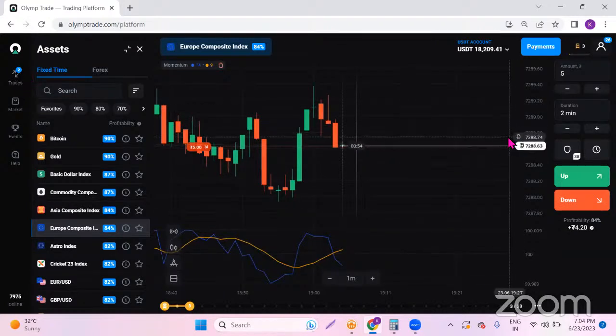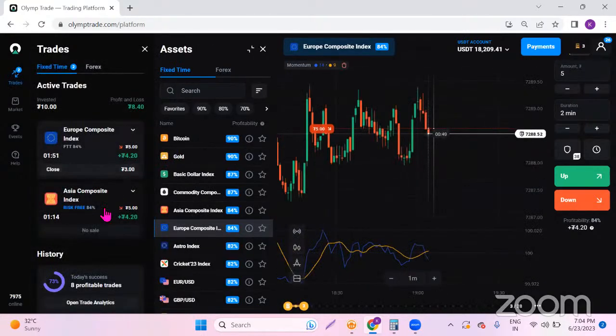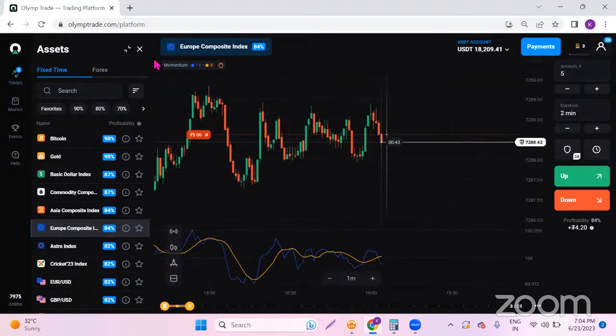At the moment, yes, it's not in our favor, but now it is. So both the trades, both are positive at the moment. Let's see how they close. Okay, so I hope that answers your question.